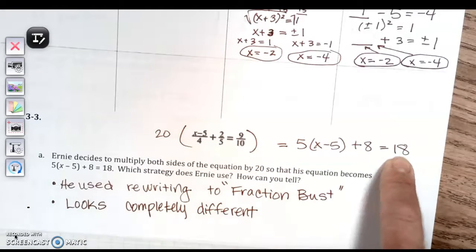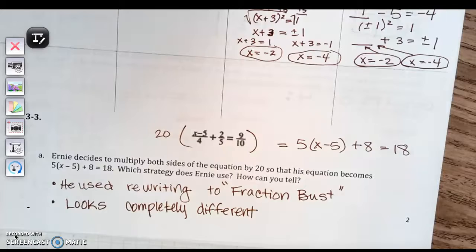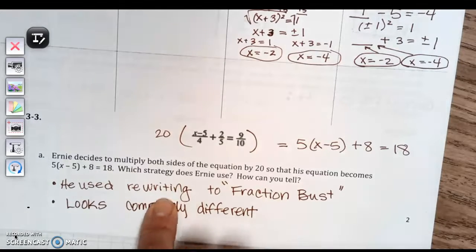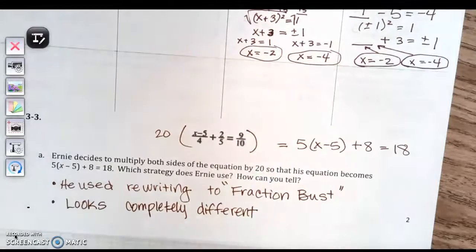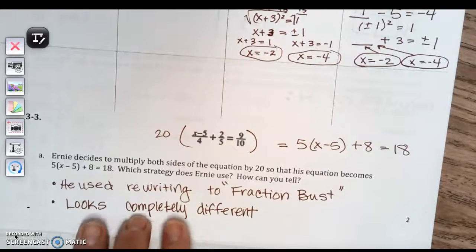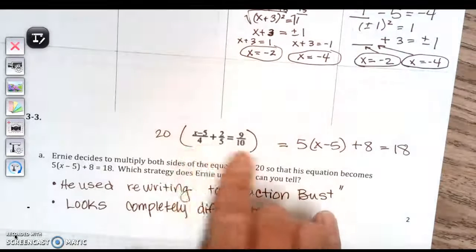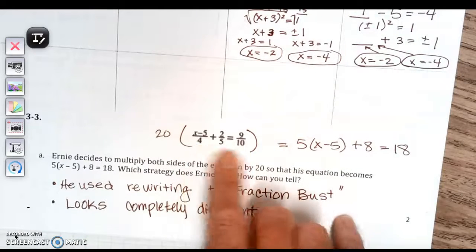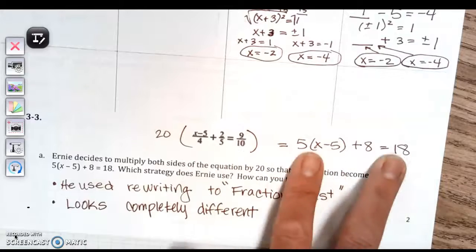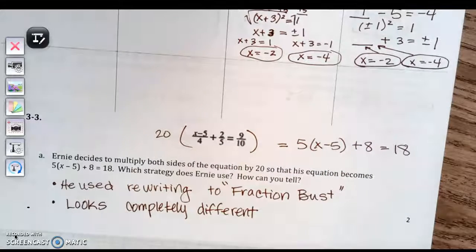We completely rewrote the problem, right? So we call that rewriting. If you are used to calling it fraction busting, you can call it fraction busting. I'm totally fine with that. But why, or how do we know that Ernie used it? Why? Because it looks completely different. We went from this equation that had all these fractions in it to this equation that was a little more manageable, right? Okay, so we call that rewriting.